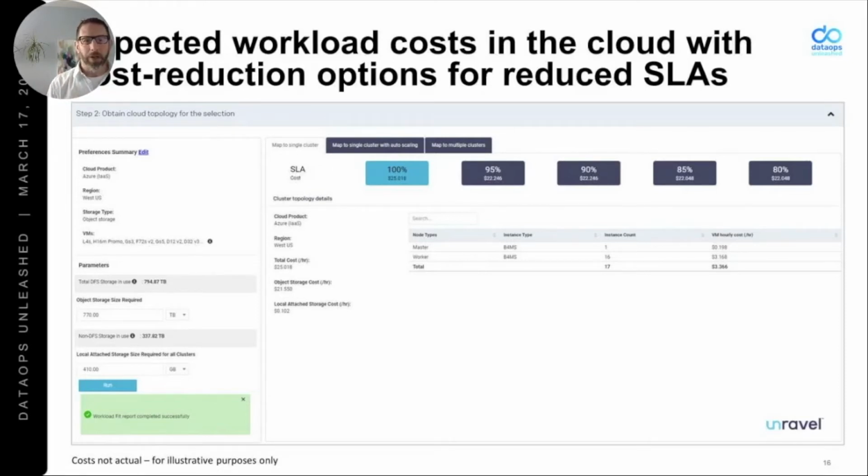You can see that in this example, Unravel says to maintain 100% SLA, it's going to cost you this much to run your workload in the cloud. But if you don't need to maintain that SLA, you could save cost, you could reduce the cost of that workload by reducing your SLA, thereby reducing the infrastructure that's needed. This gives you the insight to start making some of those trade-off decisions. Do I need to maintain this SLA and incur these costs, or am I okay reducing my SLA and trying to achieve some cost savings?